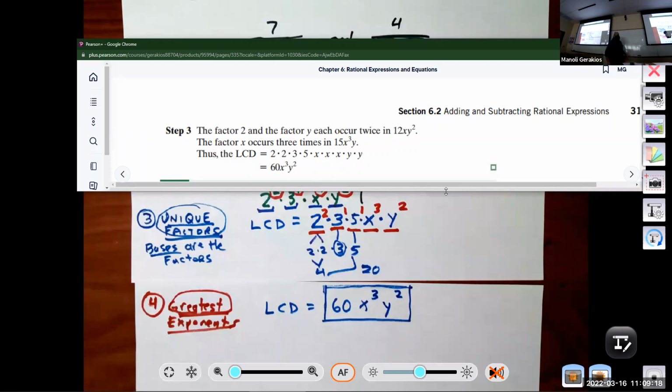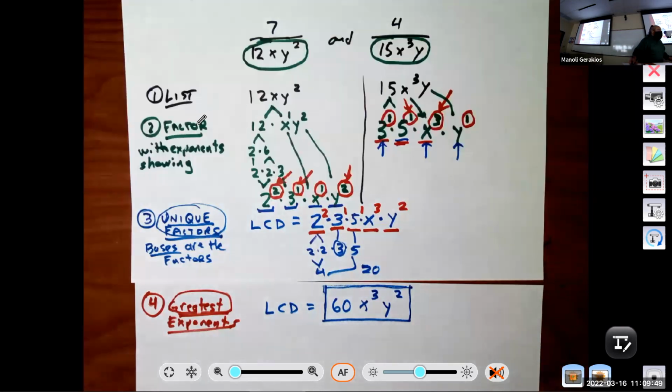What are the 4 steps of calculating LCD? List your denominators, factor those denominators, include one of everything different. That's the unique step. Unique factors is in blue. And then raise each of those factors to the greatest exponent you find them. And then multiply all that stuff together. So it's an effective way to find an LCD. List, factor, unique factors, greatest exponents. It's the least number of words that I could make for you.